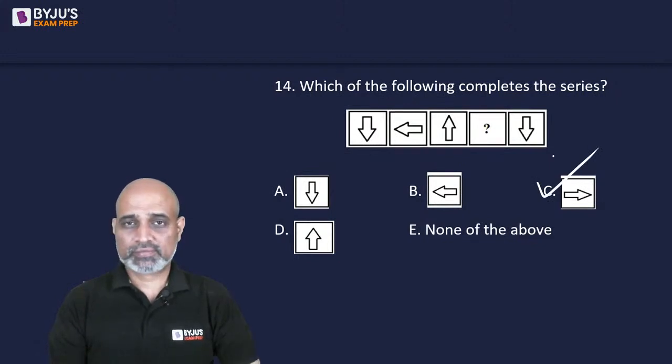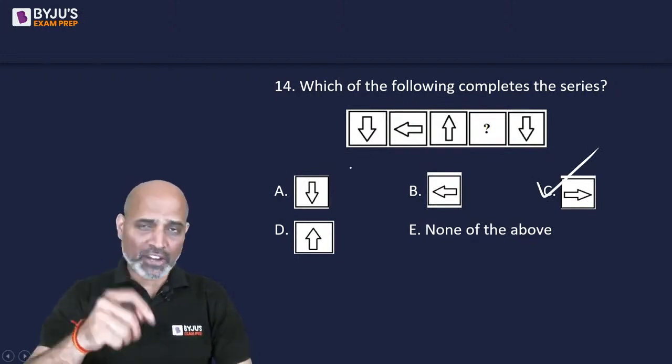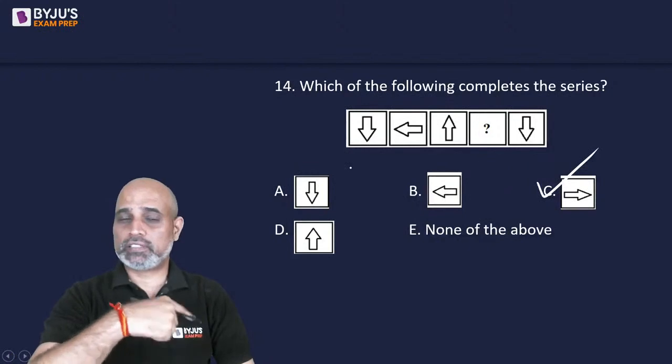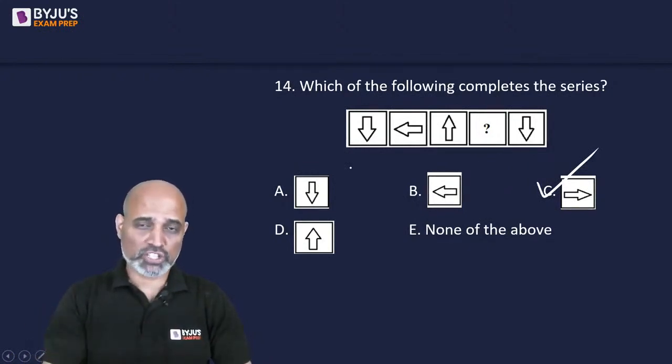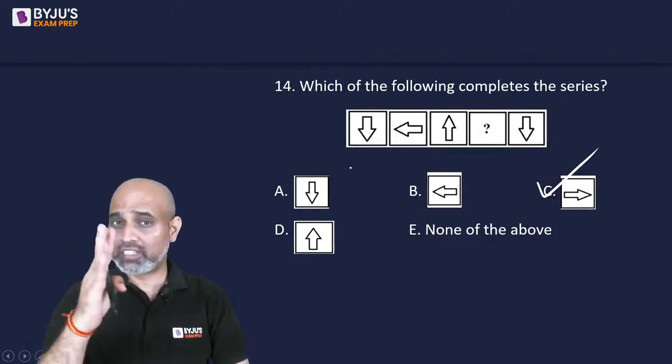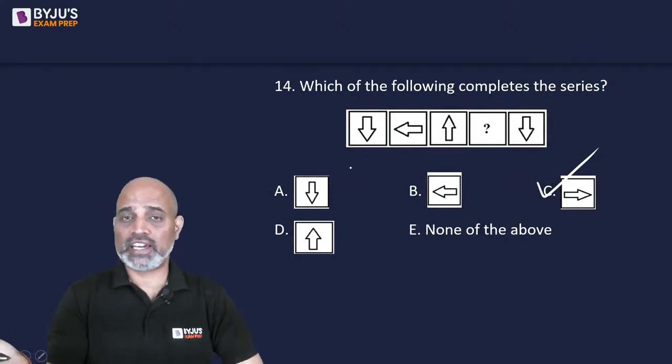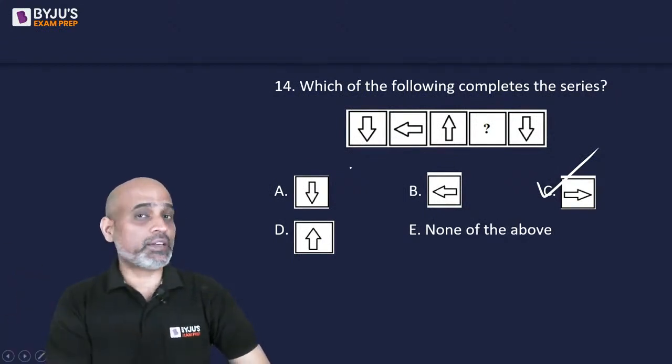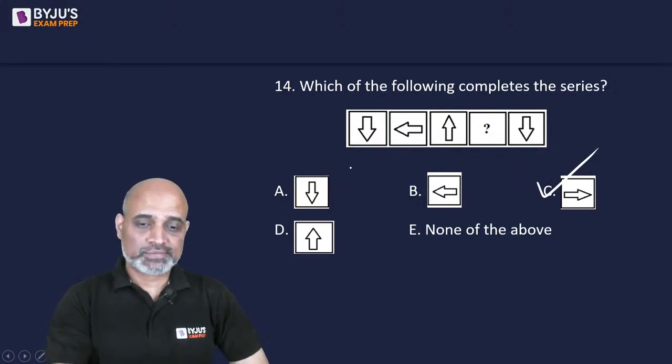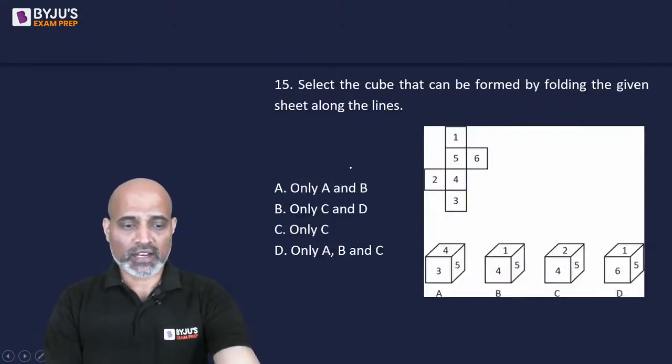See, the arrow is moving clockwise 90 degrees every time. So initially south, then west, then north, then east is the turn for the arrow to point towards, and then eventually back to south. Okay. Another one.